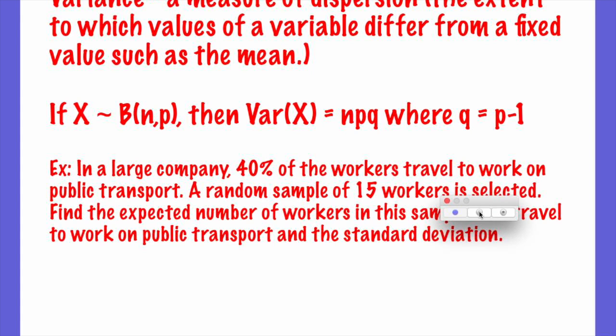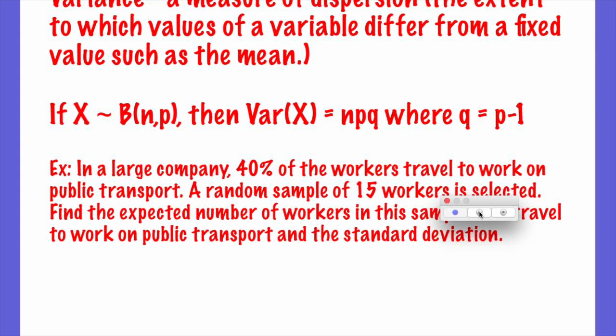So how do you find the variance of a binomial distribution? It's very simple. All you do is n times p times q, where q is basically the failures, the probability of it not being a success. So it's your number of trials times your probability and then times its complement. That's how you find your variance.